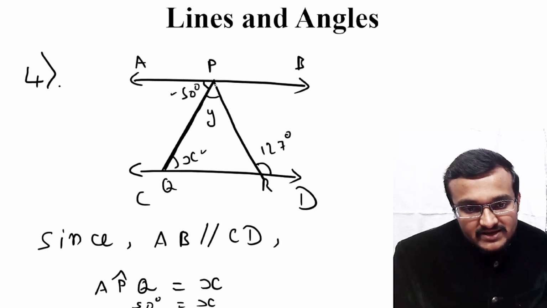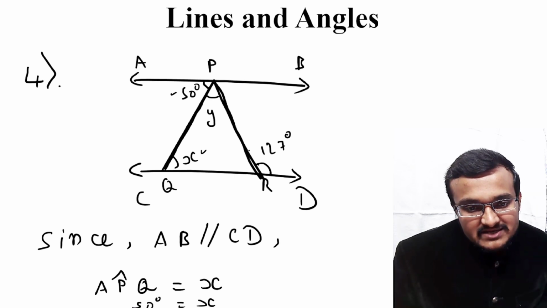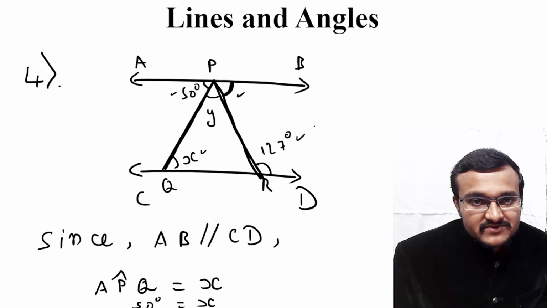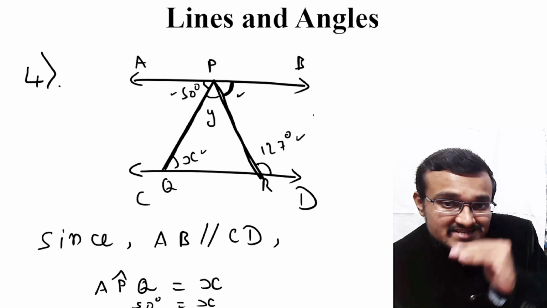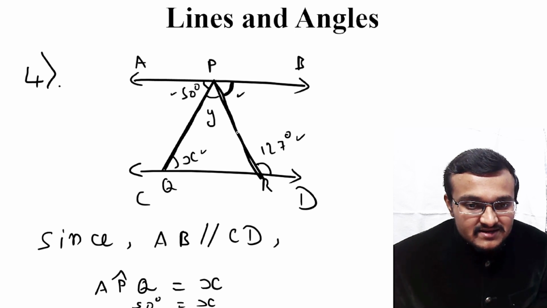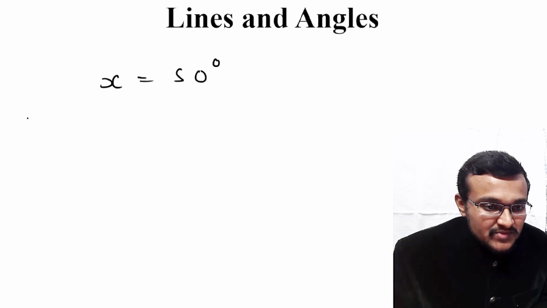So in order to find out Y, here PR also acts as the traversing line for AB and CD. So these two angles, that is BPR, so this particular angle and this 127 degree angle, those two act as the interior angles on the same side of this traversing line. So if you add those two, you will get 180 degree.